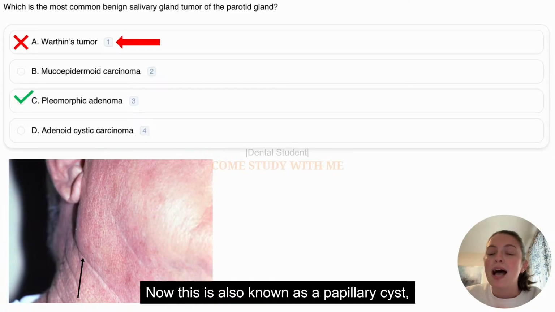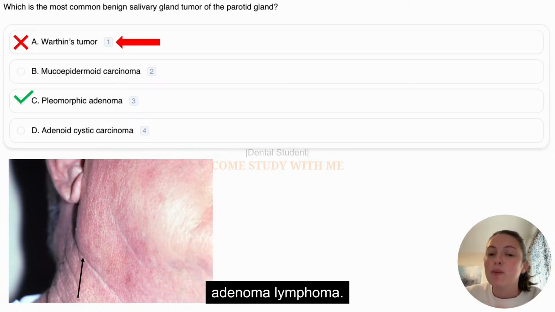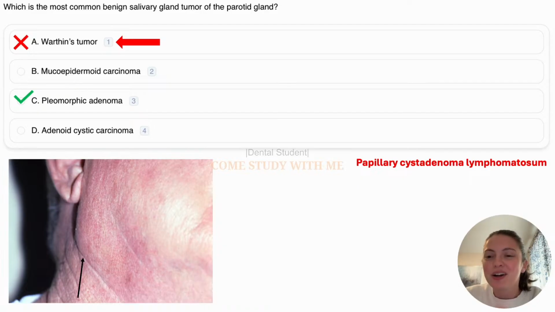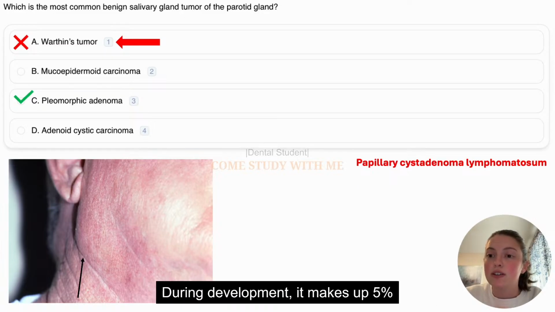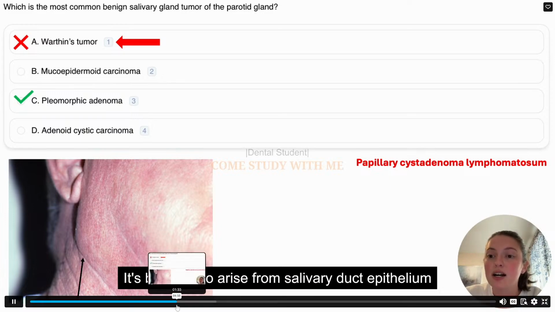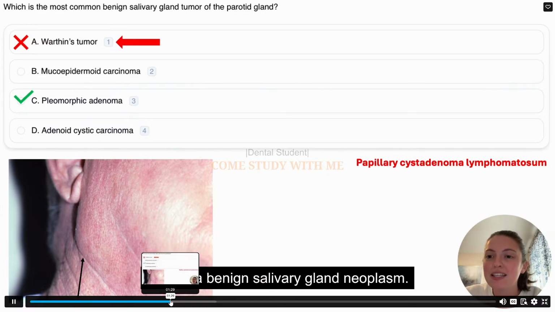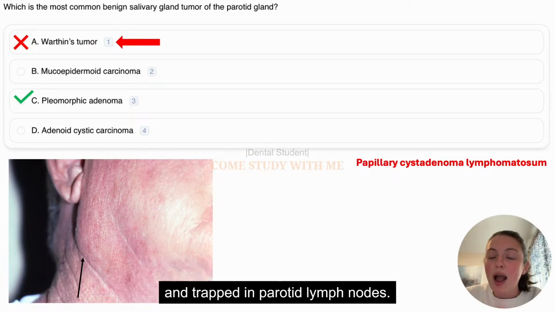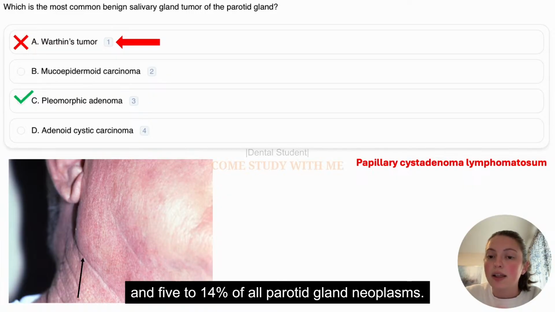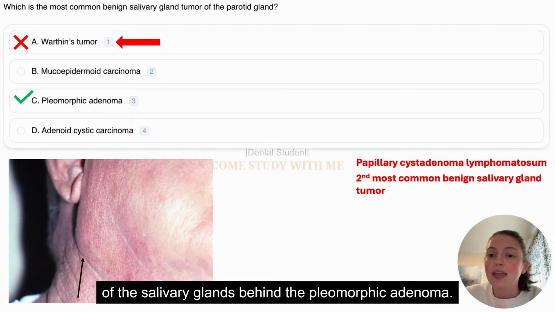Now, this is also known as a papillary cyst adenoma lymphomatosum. Kind of understand why they call it Warthin's tumor, and it's a benign salivary gland neoplasm. It's believed to arise from salivary duct epithelium entrapped in parotid lymph nodes during development. It makes up 5% of all salivary gland neoplasms and 5 to 14% of all parotid gland neoplasms. It's actually the second most common benign tumor of the salivary glands behind the pleomorphic adenoma.